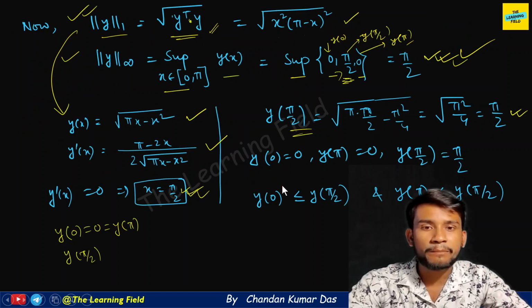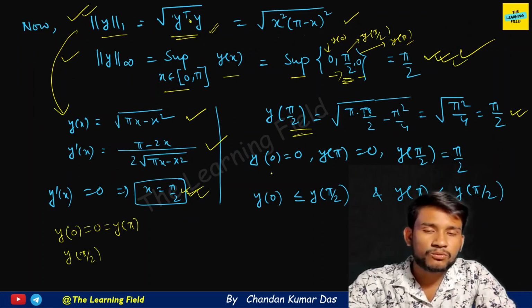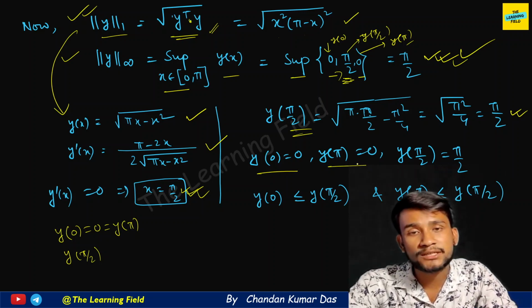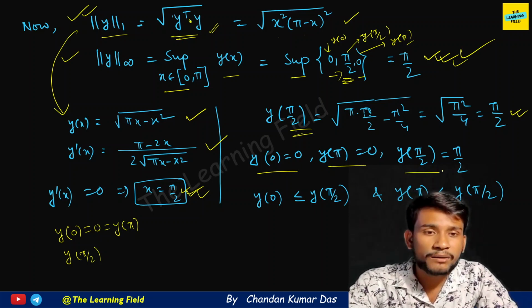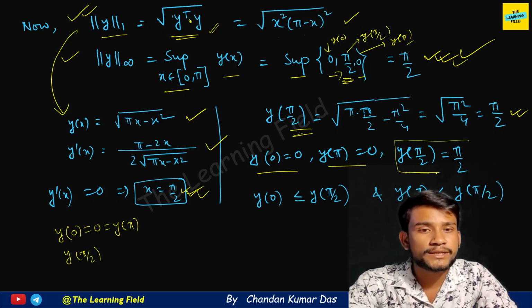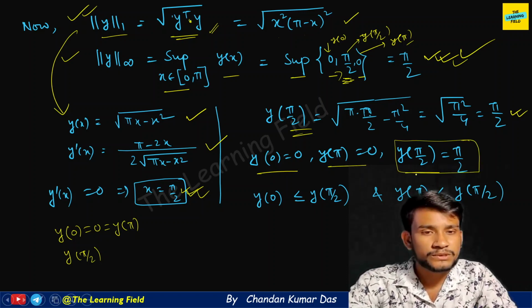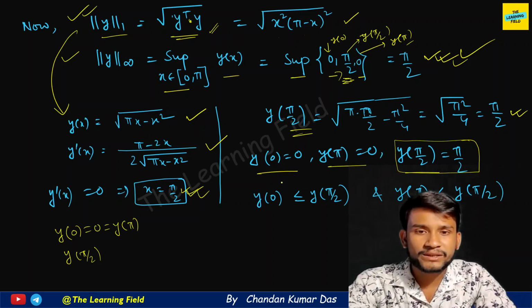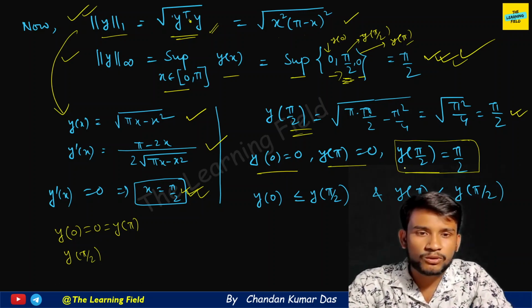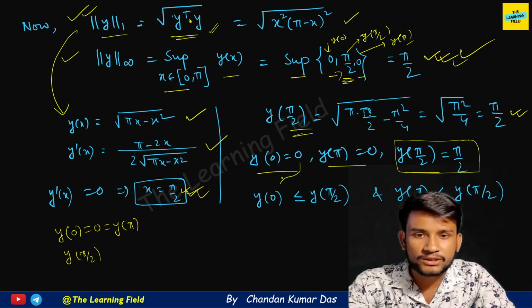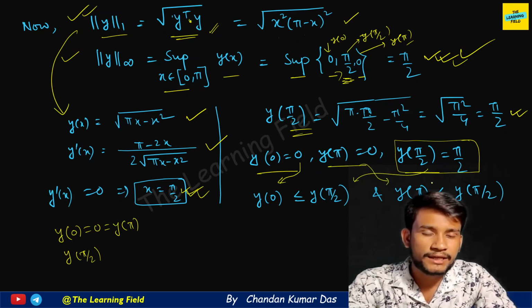Now we come back here. See, y(0) equal to 0 and y(pi) equal to 0, these two are the boundary conditions given in the question, and y at pi by 2 equal to pi by 2, which we calculated. Now y(0) is less or equal to y at pi by 2, because y(0) gives 0 and y at pi by 2 gives pi by 2, and y(pi) is again less or equal to y at pi by 2, because y(pi) is again 0.